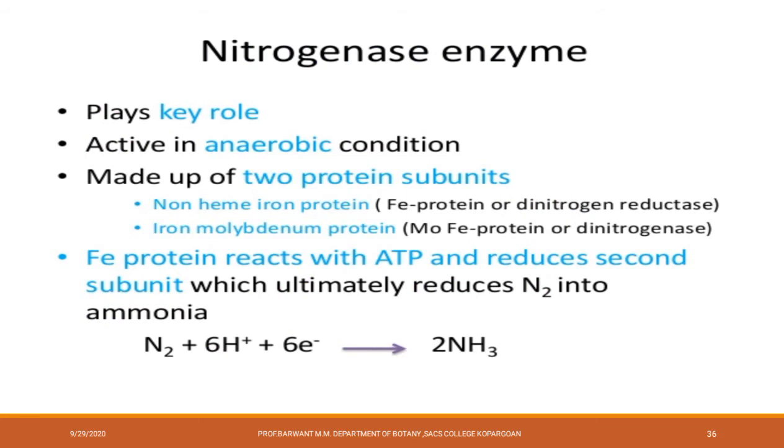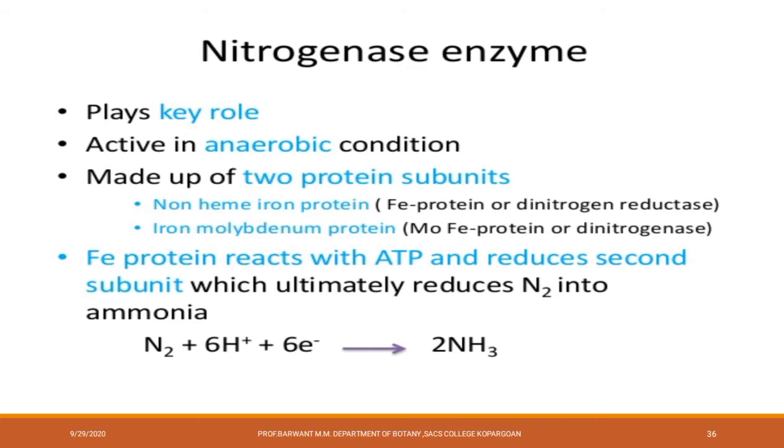It plays a key role and is active in anaerobic conditions. Okay, what is the nitrogenase enzyme? I will explain it. Before that, we have to know which enzymes or chemical components are present in nitrogen fixation. First, it is the nitrogenase enzyme. It works in anaerobic conditions and plays a key role.